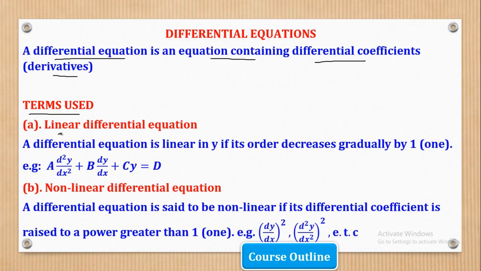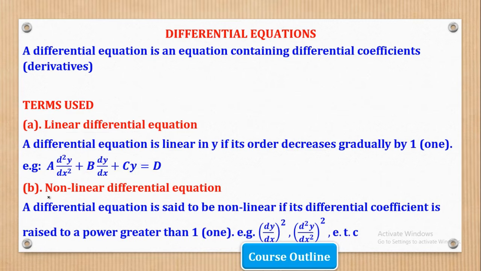One is linear differential equation. A differential equation is linear in y if its order decreases gradually by 1. For example, here this one is of degree 2, because you see here 2, this is the second derivative, first derivative, and y, so that means that it is linear.